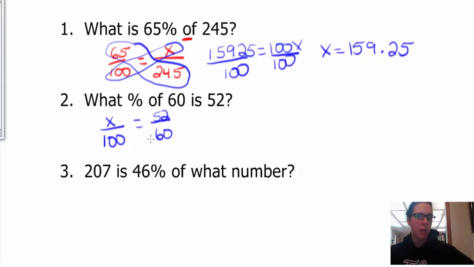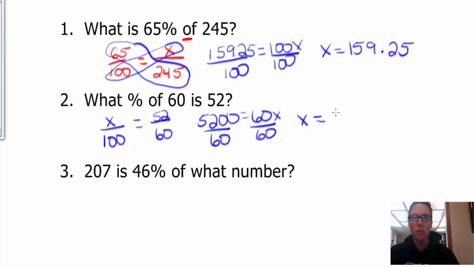You cross multiply. This would give you 52 times 100 is 5200 equals 60x. Divide by 60. x equals 86.67.